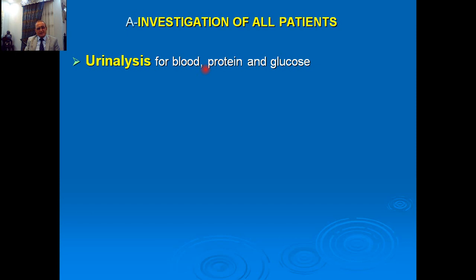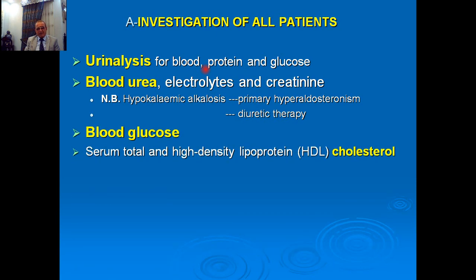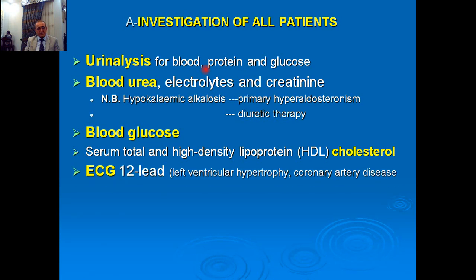Urine analysis for protein and glucose, proteinuria and diabetes, blood urea for renal function and electrolytes, blood glucose if he's diabetic, serum cholesterol for risk factors, and the ECG to detect any coronary artery disease or left ventricular hypertrophy.